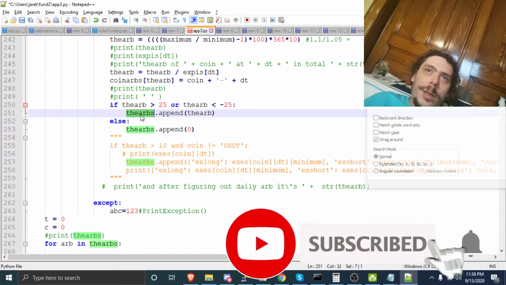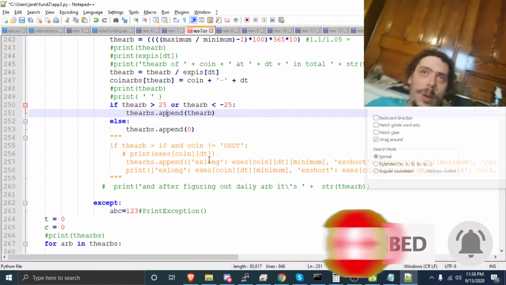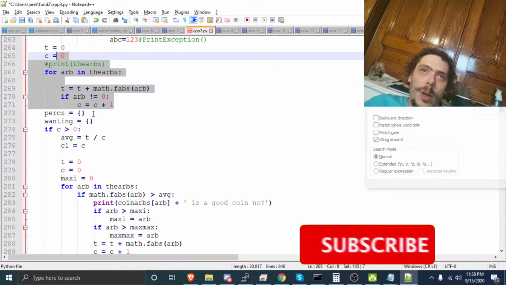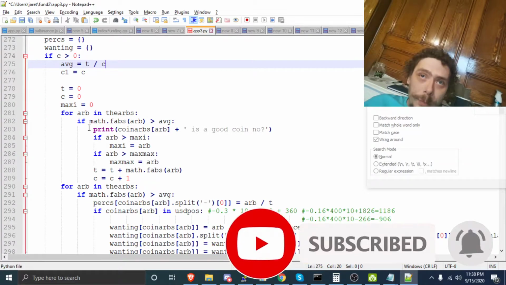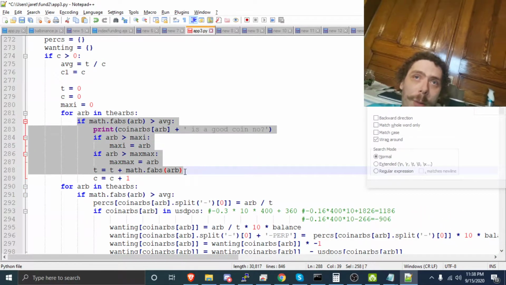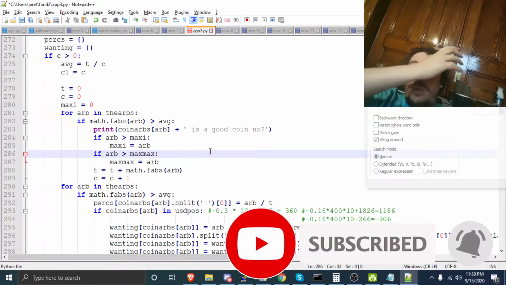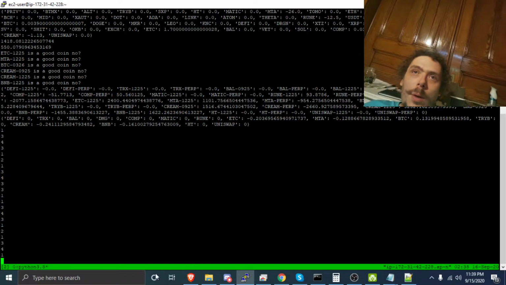So now we have an array in this darbs array of all the different arbitrage opportunities that are greater or lesser than 25%. And then what we do is we go through that array and we find the total and the average. And then we go through that array again and we look at which ones are greater than the average. So they're all over 25%. And then we look at the ones that are above the average. And this is actually in the output of the application.